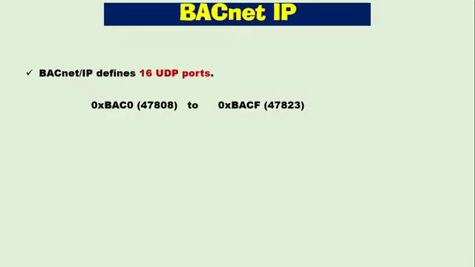BACnet IP defines 16 UDP ports, which are written here. These ports are 47808 to 47823 in decimal notation, while the hexadecimal notation is also written here, which is BAC0 to BACF. BAC0 or 47808 is the default port defined by BACnet IP. So most of the time you will see this default port being used with BACnet IP devices, while other ports can also be used if required in some applications.